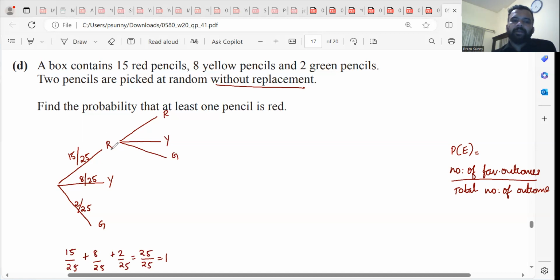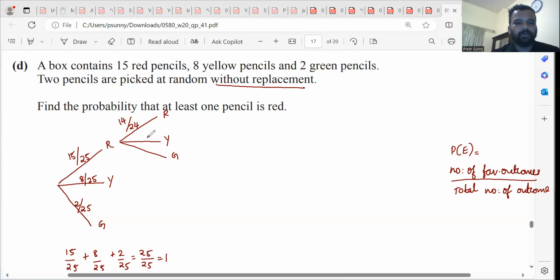Now we are not replacing the pencil back. In the first attempt I got a red, and I'm not keeping it back. Initially I had 25 pencils with me. Since I'm not replacing it, I have only 24 pencils. Initially there were 15 red pencils, so now in my bag I have only 14 red pencils.